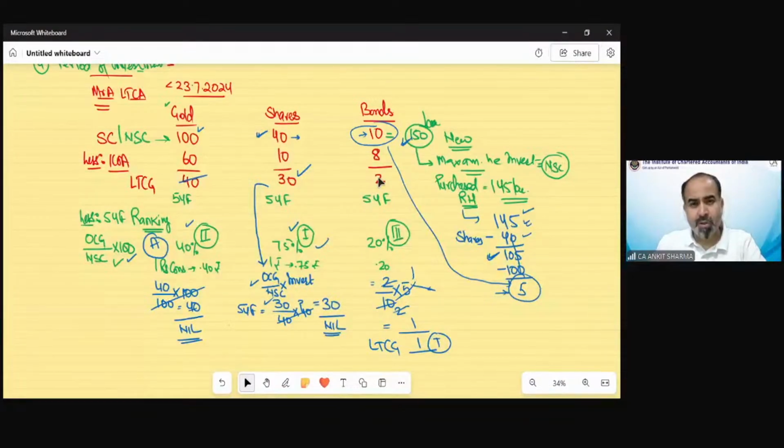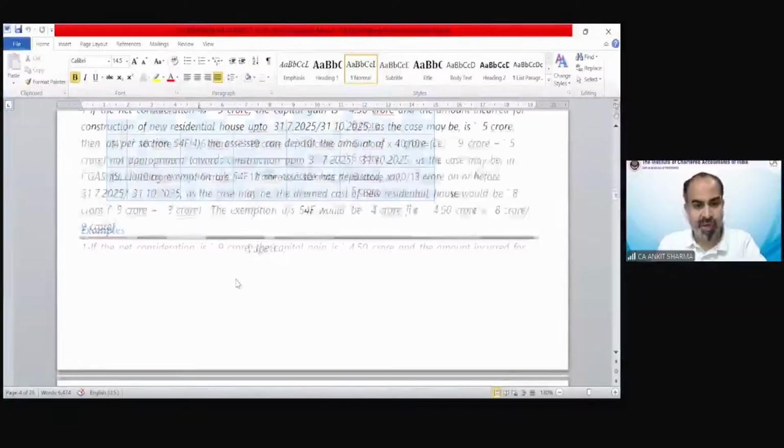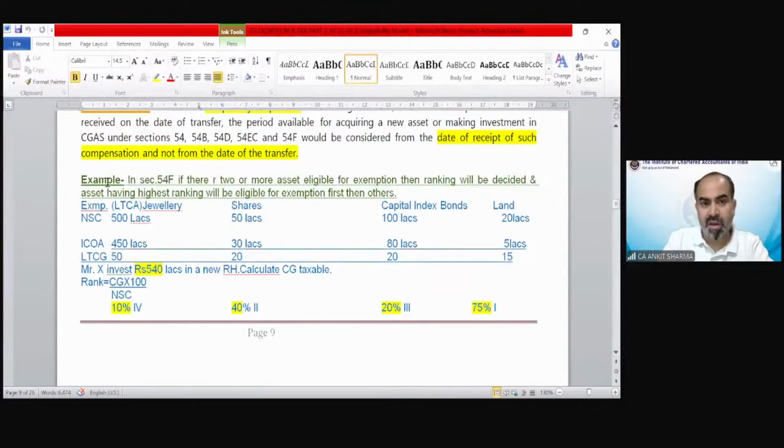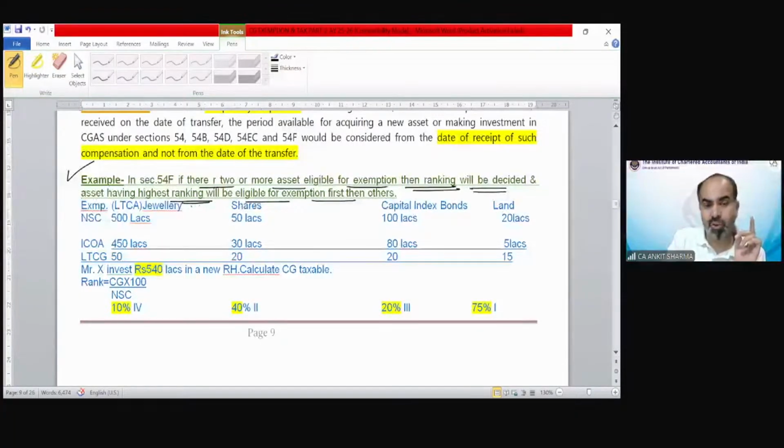For your help, I have also prepared an example. A solved example is also there in the notes of section 54F, so you can try that example. This is section 54F, a very interesting example. In the same way, I have introduced 4 assets in this case. If there are 2 or more assets eligible for exemption, then ranking will be decided, and the asset having the highest ranking will be eligible for exemption first, then the others. You can see in our example, jewelry, shares, capital index bond, and land were there.